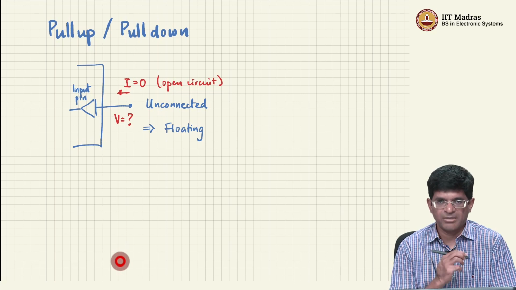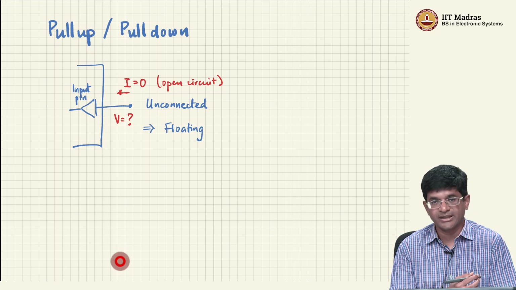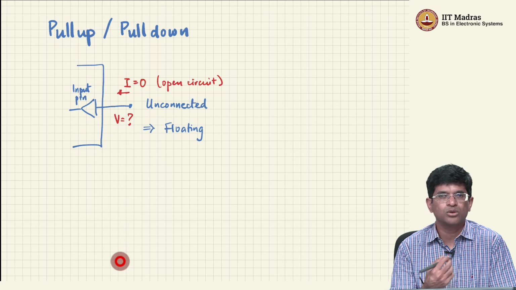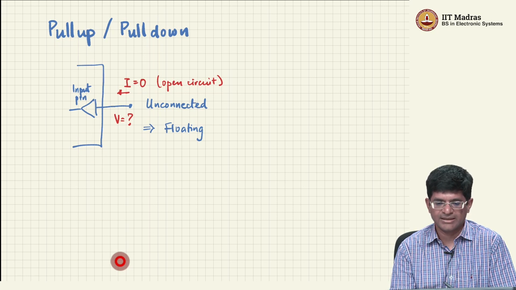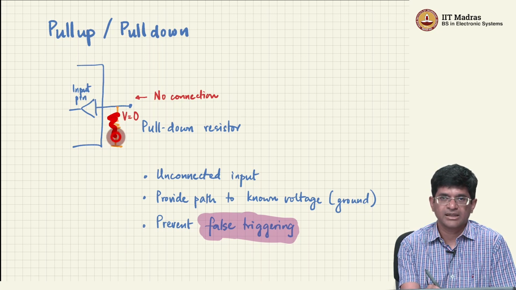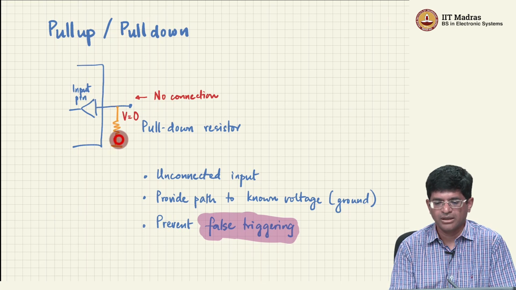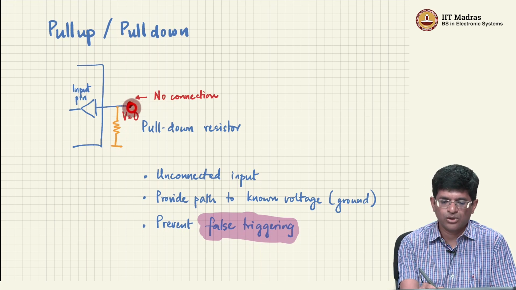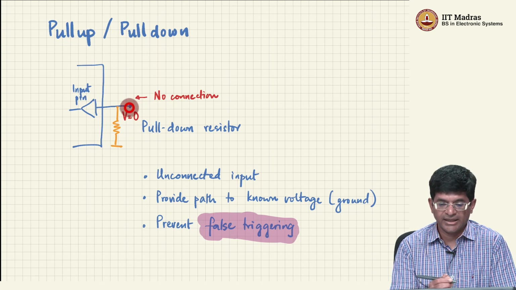In some cases this may be alright and I can just deal with it and move on, but there may be cases where I do not want these kind of floating terminals. So instead what I could do is take a resistor and connect it from this down to ground. Now what that means is, if I still leave this unconnected, it does not matter.